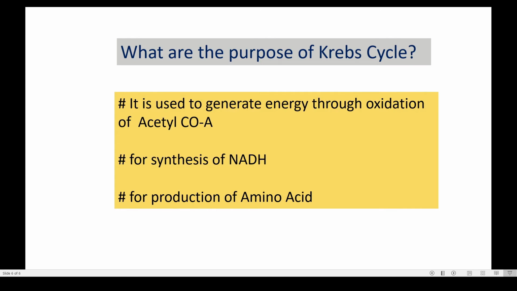Now, what are the purposes of Krebs cycle? Krebs cycle can be used for multiple purposes. Number 1, it is used to generate energy through oxidation of acetyl coenzyme A. Secondly, it is used for synthesizing NADH. And thirdly, it is used for the production of amino acids. So let's see what happens in Krebs cycle.